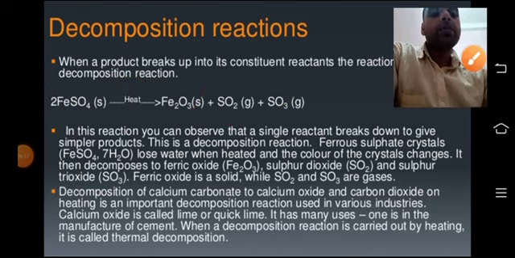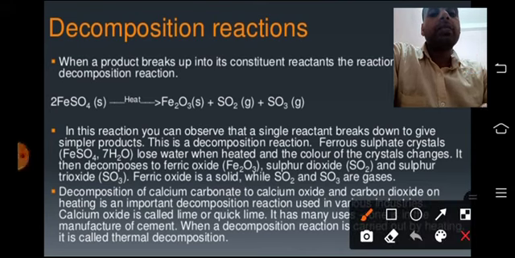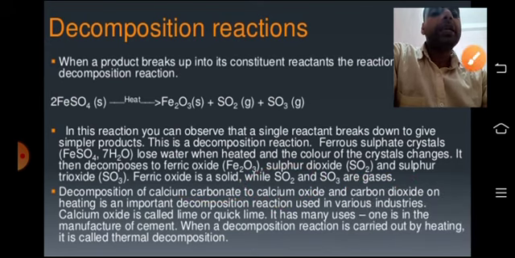And here you can see one more, decomposition of calcium carbonate. Decomposition of calcium carbonate will give calcium oxide and carbon dioxide on heating. Yet again it is a thermal decomposition reaction, and the decomposition takes place in the presence of heat. After that breakdown, calcium carbonate is decomposed to give quicklime and carbon dioxide. Okay, so this one is the decomposition reaction.